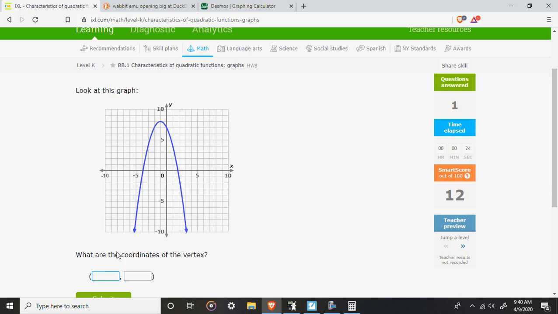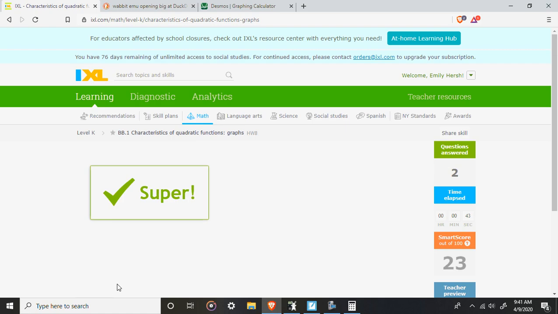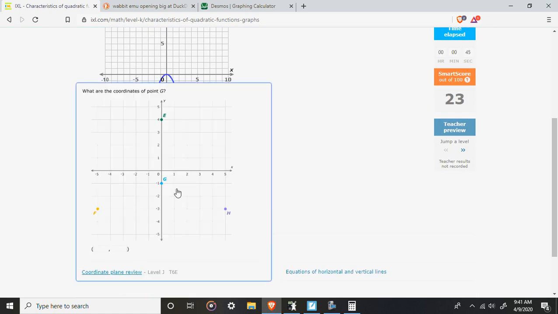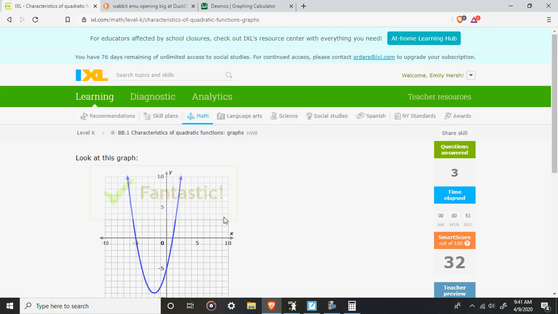Okay. Here, what are the coordinates of the vertex? So here you need to give a coordinate, right? So where is it? It's right here. So that's -1, 1, 2, 3, 4, 5, 6, 7, 8. So we're going to say the coordinates of the vertex are -1, 8. Okay. What are the coordinates of the vertex? Well, it looks right there to be the origin. So it is 0, 0. Okay, so these are the types of questions they're going to ask you.